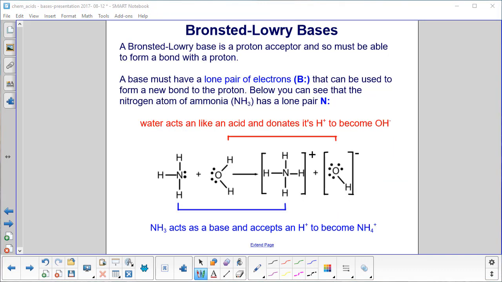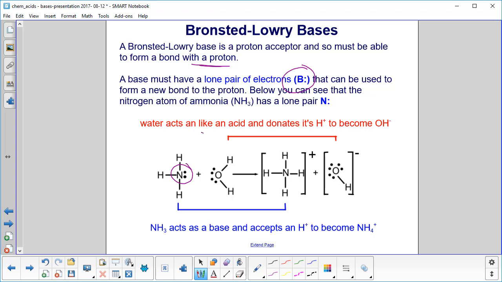A Bronsted-Lowry base is a proton acceptor, and so it must be able to form a bond with the proton, so it can accept it. The base must have a lone pair of electrons, which we're going to label like this, B with a colon, that can be used to form a new bond to the proton. Below, you can see the nitrogen atom of ammonia, right over here, has a lone pair, nitrogen, with two electrons.